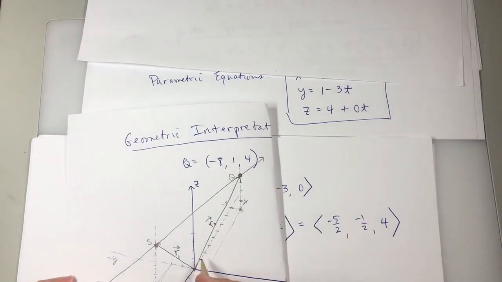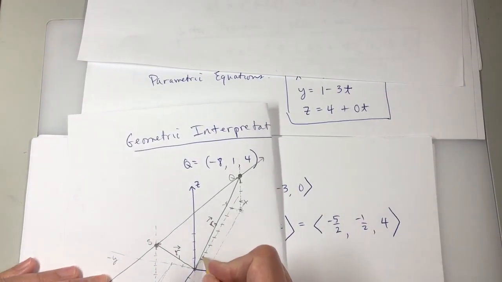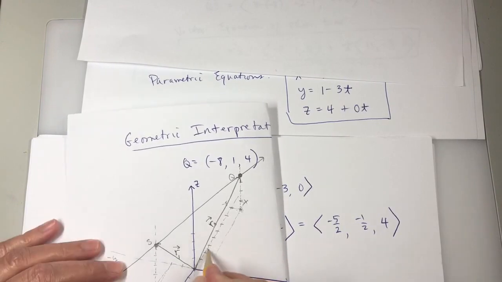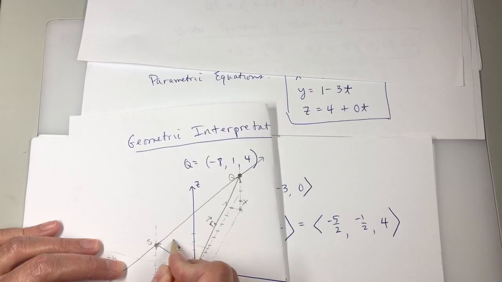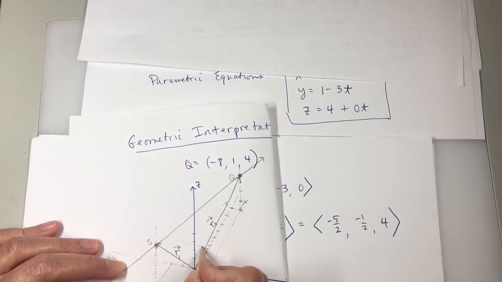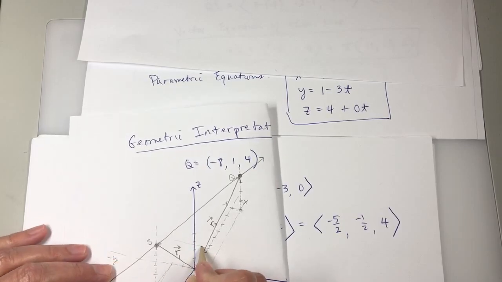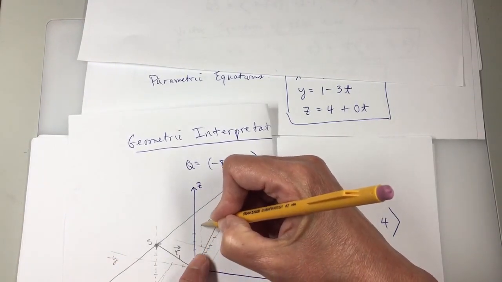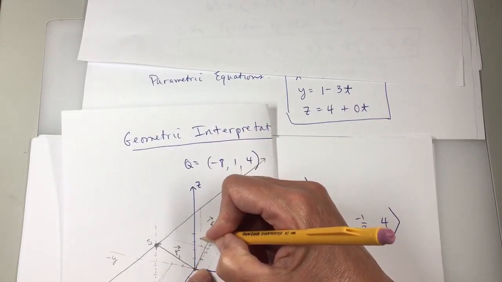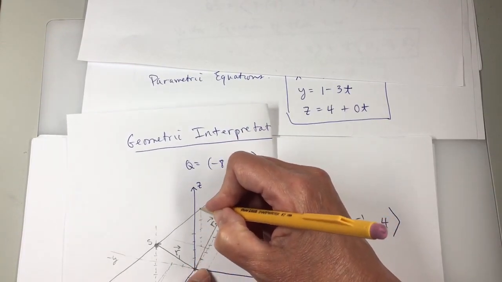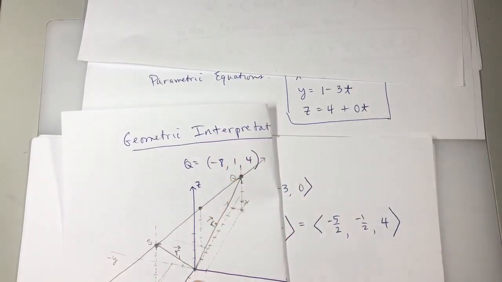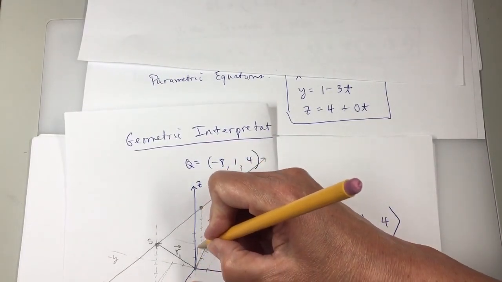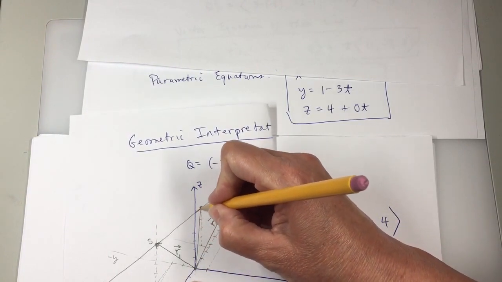-5/2, -2.5 on x. -1/2 on y. I'm going to put that point about right here. Up 4 units. 1, 2, 3, 4. My vector R sub 1/2 is here and has that terminal point.